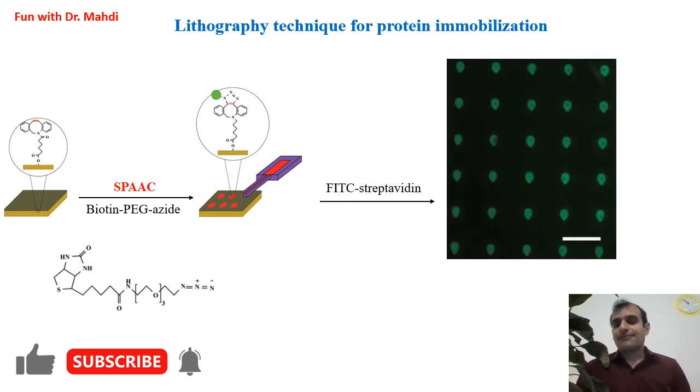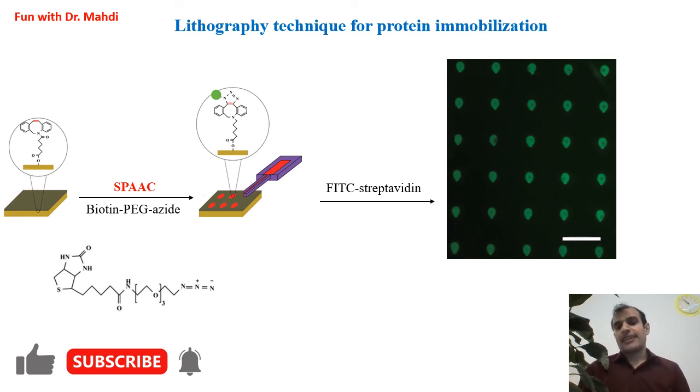You can see the green dots. Green dots are streptavidin. When we have streptavidin on the surface, it means we have biotin on the surface, because biotin has affinity with streptavidin. And every streptavidin can be connected to 4 biotins. I mean, every streptavidin has 4 binding sites for connection to biotin.